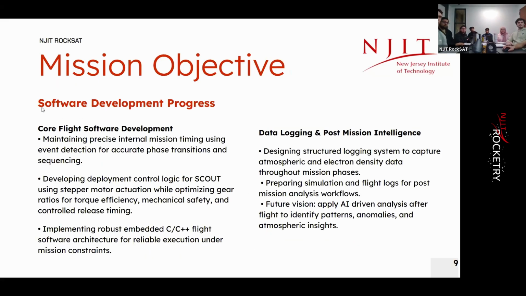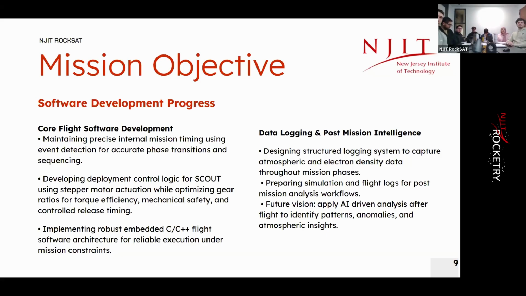And so we have some updates on software development. We were working on maintaining the precise internal clock for the mission, but now that you're saying there are a few changes in it, we're going to go over the internal clock again and fix some things. We are also developing the control logic for Scout using the stepper motor. We've been working on the gear ratios to understand how the stepper motor should be driven by the block of code to launch it proficiently, on time, with efficiency, mechanical safety, and controlled release.